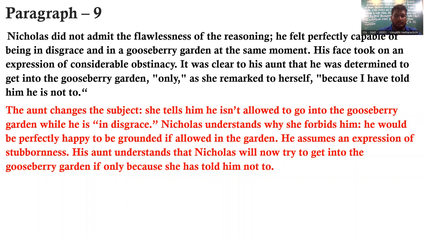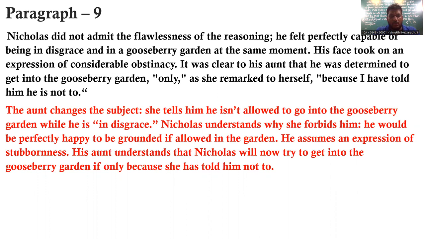Right. So the aunt changes the subject. She tells him he isn't allowed to go into the gooseberry garden while he is in disgrace. Nicholas understands why she forbids him. He would be perfectly happy to be grounded if allowed in the garden. He assumes an expression of stubbornness. His aunt understands that Nicholas will now try to get into the gooseberry garden if only because she has told him not to do so.